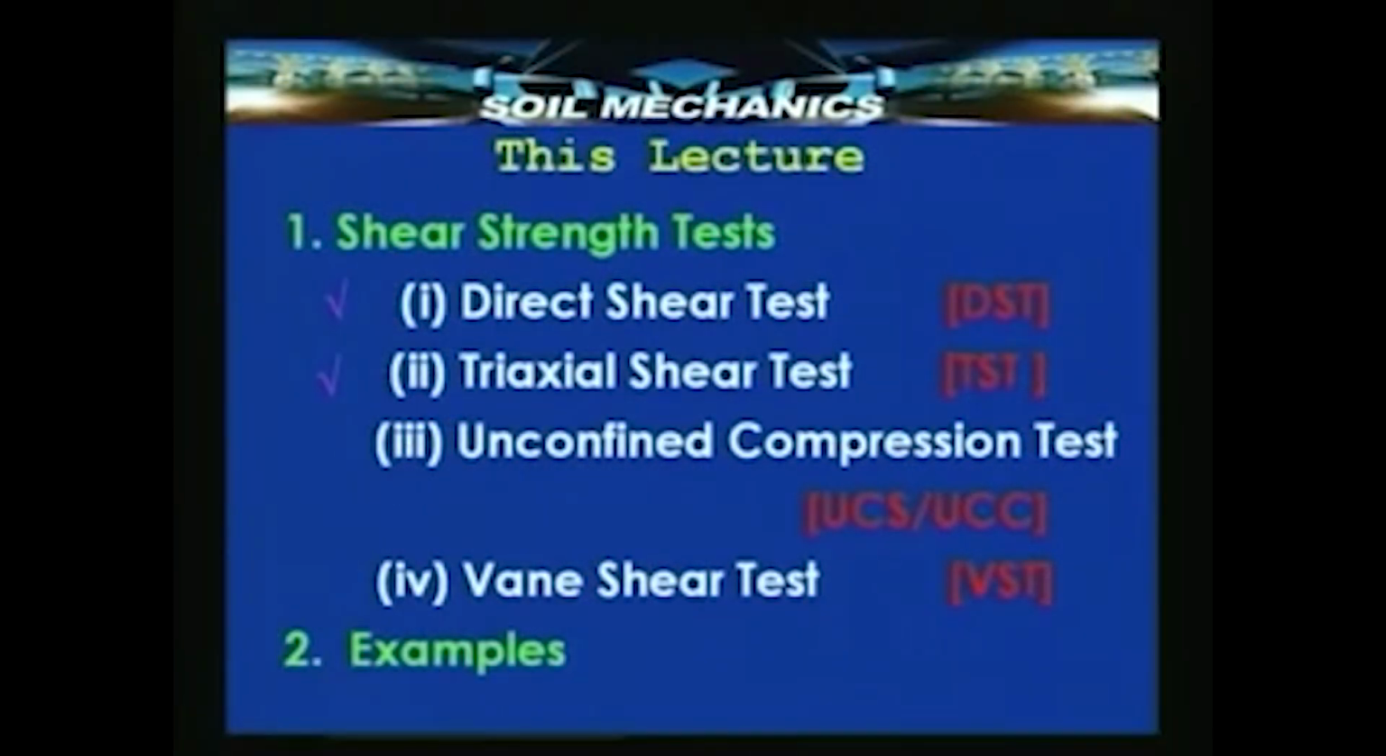The first test that we shall be seeing at some length is the direct shear test, DST. The second one is the triaxial shear test, TST. The third one is the unconfined compression test, which is sometimes called the unconfined compressive strength test, UCS, or sometimes the UCC, unconfined compression test. The last one is the vane shear test.